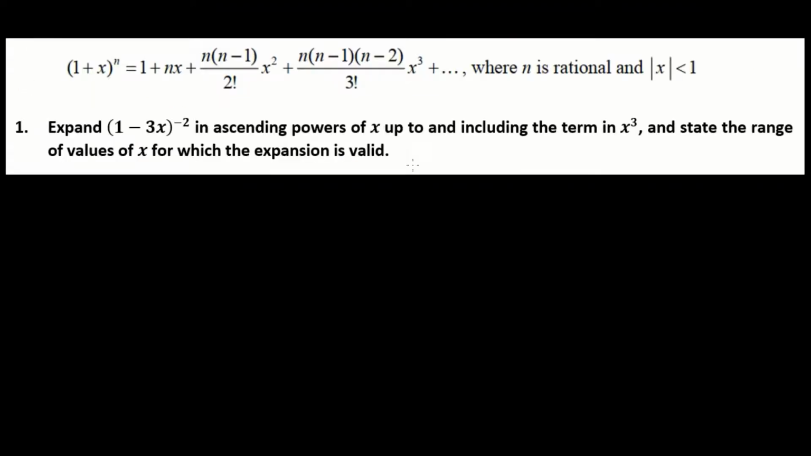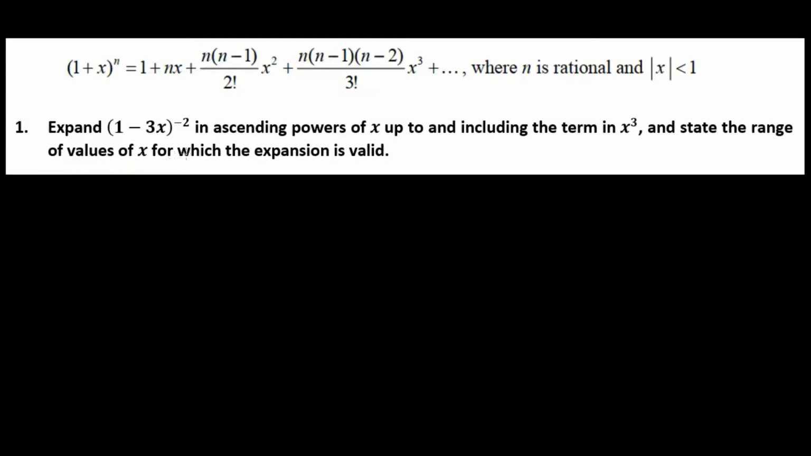Okay, so let's look at example 1. Don't worry, it's basically just about the formula. Expand the given binomial expression in ascending powers of x up to and including the term in x cubed. Then state the range of values of x for which the expansion is valid.